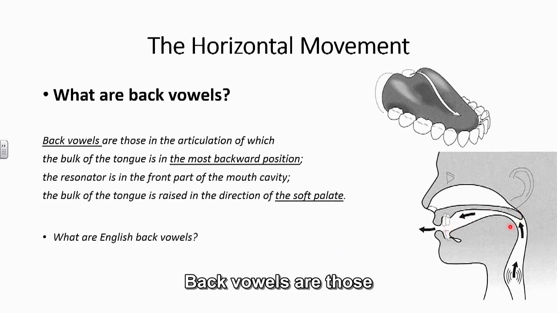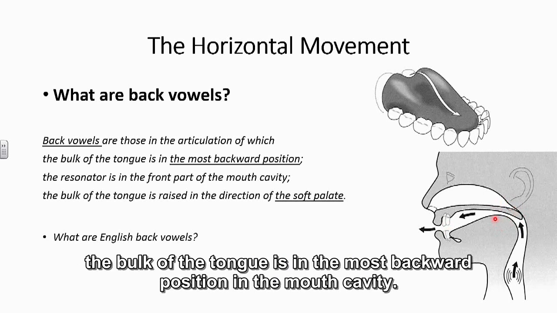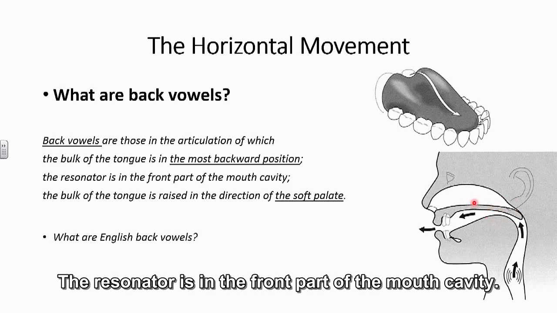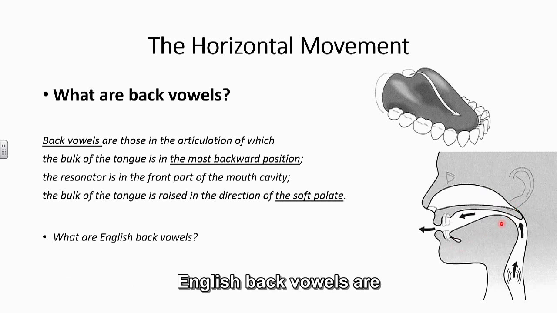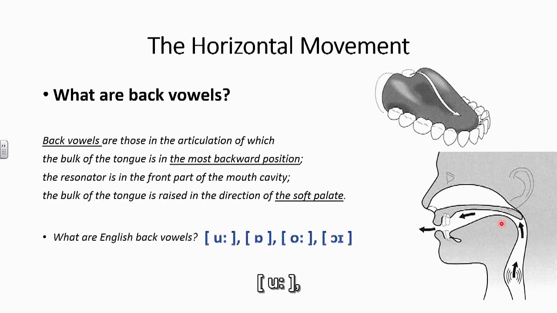Back vowels. Back vowels are those in the articulation of which the bulk of the tongue is in the most backward position in the mouth cavity. The resonator is in the front part of the mouth cavity. The bulk of the tongue is raised in the direction of the soft palate. English back vowels are U, A, A, and I.